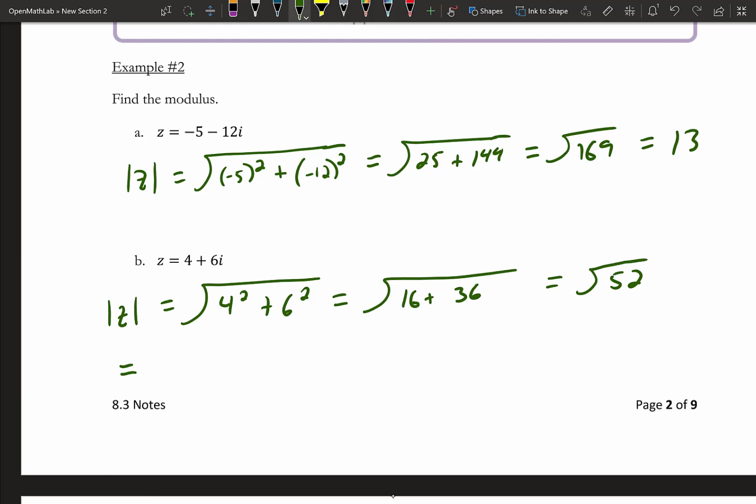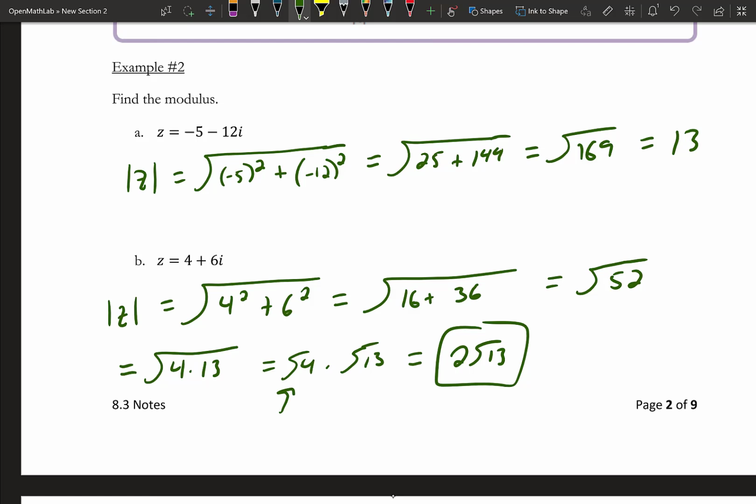And I can simplify this, right, because 52 is equal to 4 times 13. So I can rewrite this as 4 times 13, and 4 is a perfect square, right? That's why I wrote it in that fashion. So then, using the multiplication property of radicals, this would be radical 4 times radical 13, and radical 4 can simplify to be 2, so this equals 2 radical 13, right? So that's the modulus in simplified form.